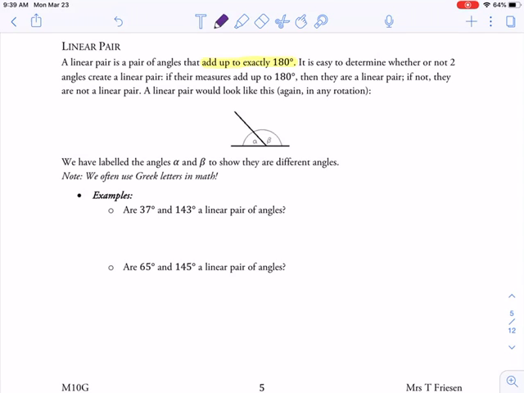Our 37 degrees and 143 degrees, are they a linear pair of angles? The easiest way to tell is that we're just going to add them up. So we have 37 and 143. I'm going to add those up in my calculator or on paper, whichever way I prefer. That does equal 180. So yes, they are a linear pair.